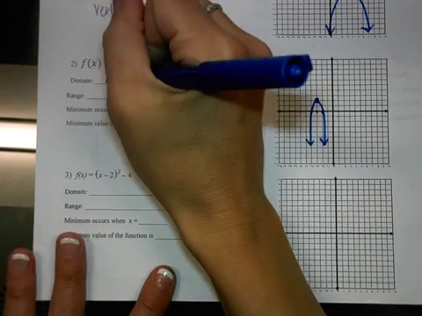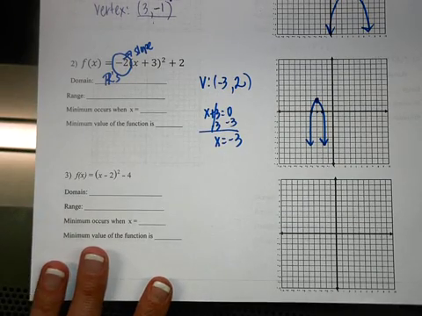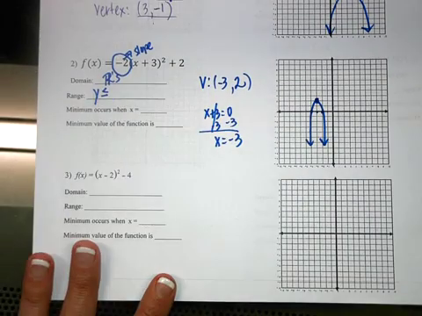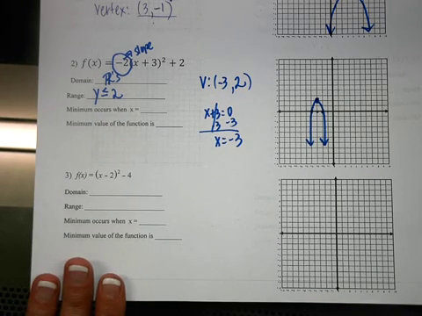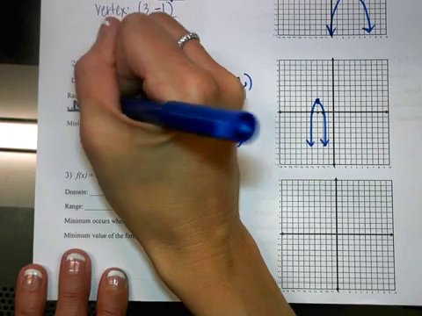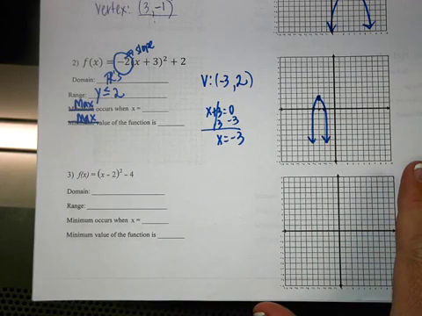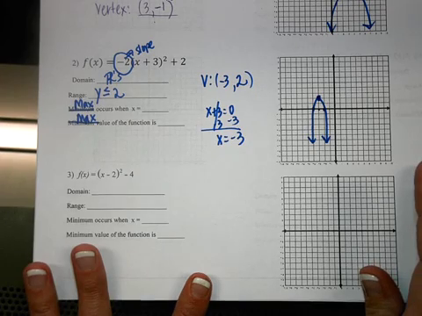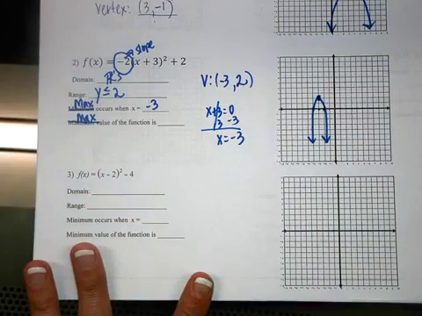All reals is correct. Okay, my range is going to be what? Y less than or equal to 2. Very good. And is this a min or a max value? It's actually a max. Yeah. It's there to trick you. Okay, make sure you really know what you're doing. Okay, so the max occurs when x equals what? Very good. Negative 3 is correct. And the max value of the function is what? 2.